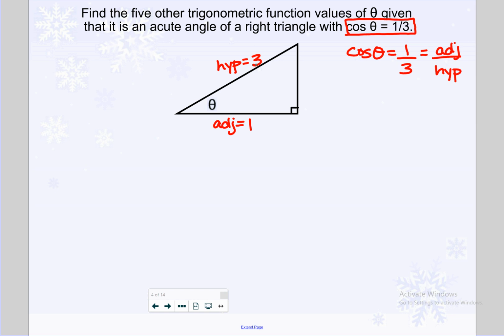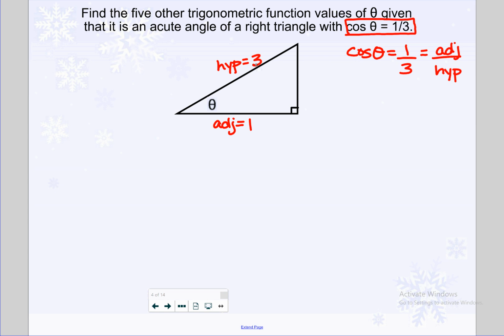Now, could the sides be like 3 and 9, and then I'd still have a ratio of 1/3? Yes, but if I made them 3 and 9 or 4 and 12 in my triangle, they would end up reducing in my trig functions anyway. So we're going to use these numbers because they are the most reduced, and we won't have to reduce all of our answers later. Okay? So go ahead and see if you can finish it up then.